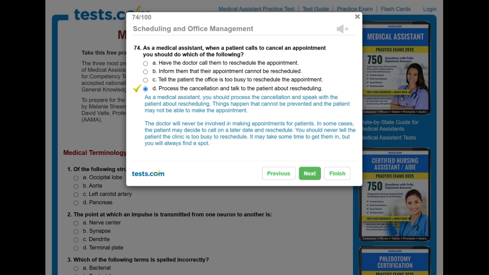As a medical assistant, you should process the cancellation and speak with the patient about rescheduling. Things happen that cannot be prevented, and the patient may not be able to make the appointment. The doctor will never be involved in making appointments for patients. In some cases, the patient may decide to call on a later date and reschedule. You should never tell the patient the clinic is too busy to reschedule. It may take some time to get them in, but you will always find a spot.